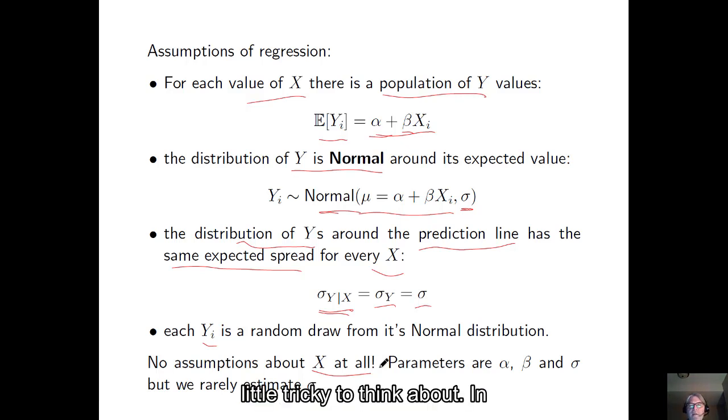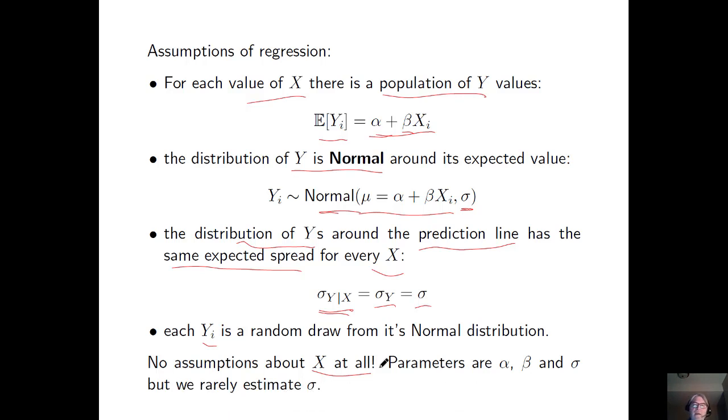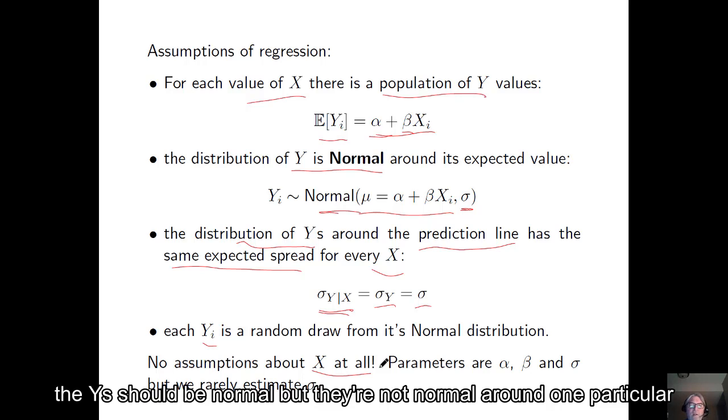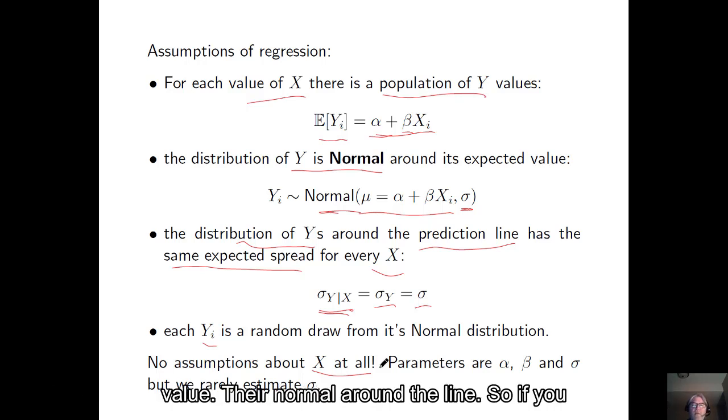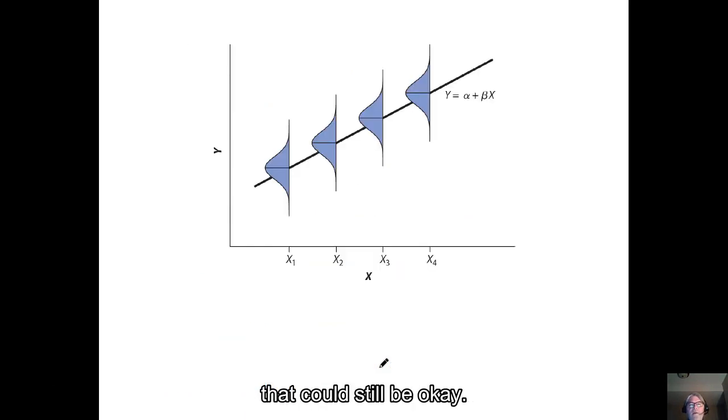And they're a little tricky to think about. In correlation, we assumed a bivariate normal, so you could look at the distribution of the y's and the distribution of the x's, and they should both look normal. But here, the y's should be normal, but they're not normal around one particular value. They're normal around a line, so if you look at them without paying attention to the line, they're not going to look normal, and that could still be okay.